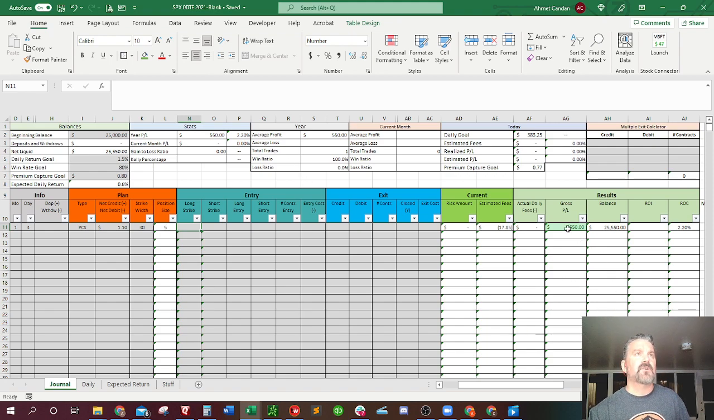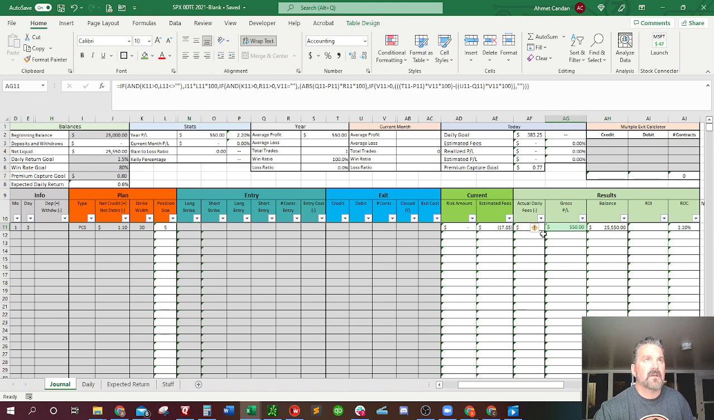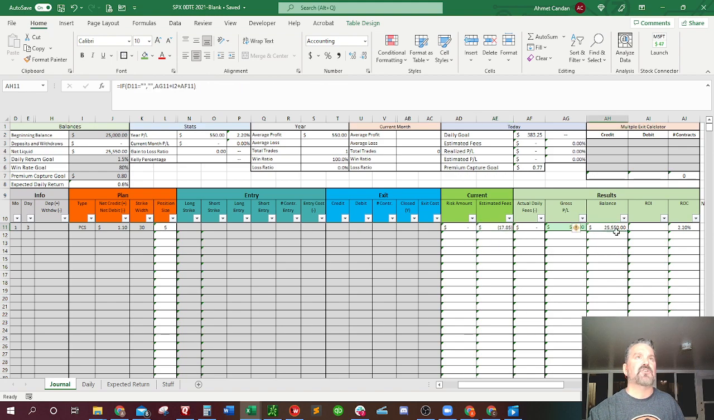But it'll also tell you what your gross P&L would be. It will estimate fees for you. You haven't entered your actual fees yet, but it will estimate the fees. And again, that's based on Tastyworks' fee schedule. And obviously it'll calculate your new balance for you. You'll also see that up here, it'll give you your year's P&L as well as your return. And it'll give you any balance over here.